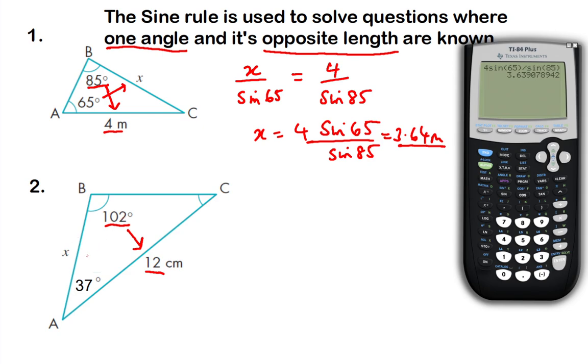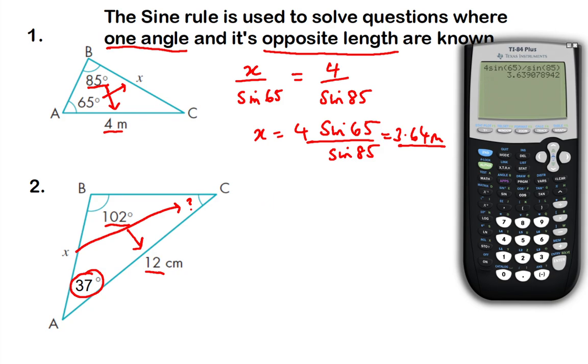Now, the problem we have in this question is that we want to use the x and we know we need to use the opposite angle, but unfortunately, we don't know it. But you can see we've got this angle is 37. So if you know two angles in a triangle, we can automatically work out what the third one is. So we do actually know this angle here. So let's work that out.